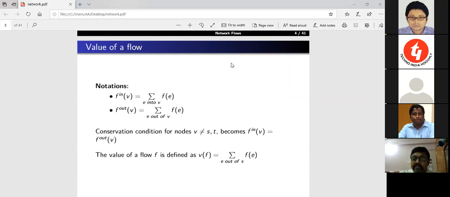Given this condition, this can be mathematically proved. I'm not proving it. It's a simple thing. You can just do the algebra and you can find that the total amount that is coming into the sink node is equal to the total amount that is going out of the source node. That value is called the value of the flow. That is the amount that is being flown from the source node to the sink node.